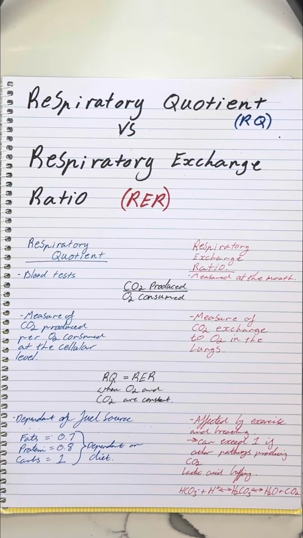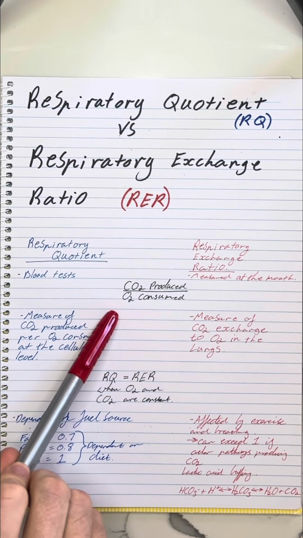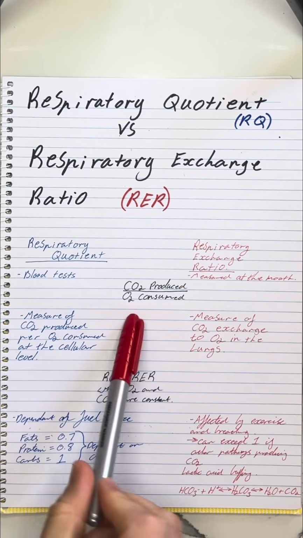Respiratory quotient (RQ) and respiratory exchange ratio (RER) are two terms used in respiratory physiology that can become quite confusing, as they're often used interchangeably. They represent the same thing though, which is CO2 produced to oxygen consumed, but it's the way that they're measured that's different.